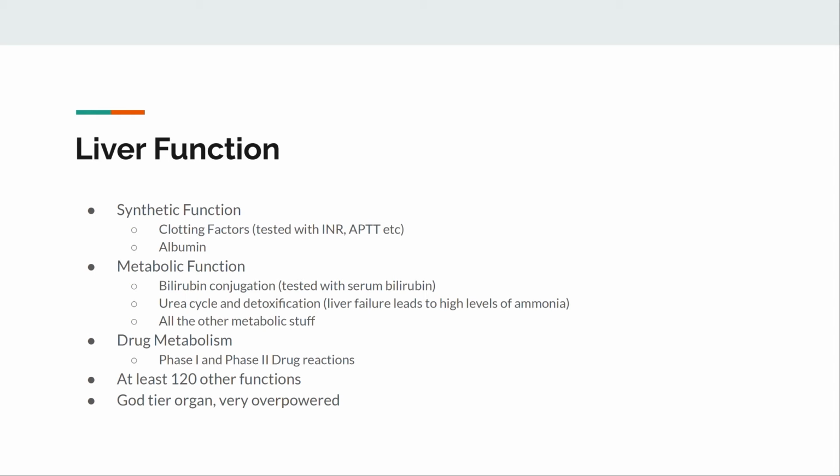Drug, phase 1 and 2 metabolism. Phase 1 is those CYP enzymes, and then phase 2 is the glucuronidation and other things to turn fat-soluble drugs into water-soluble drugs. Many other functions. It's a god tier organ. It's OP. If you've got a good liver, you've got a good life.